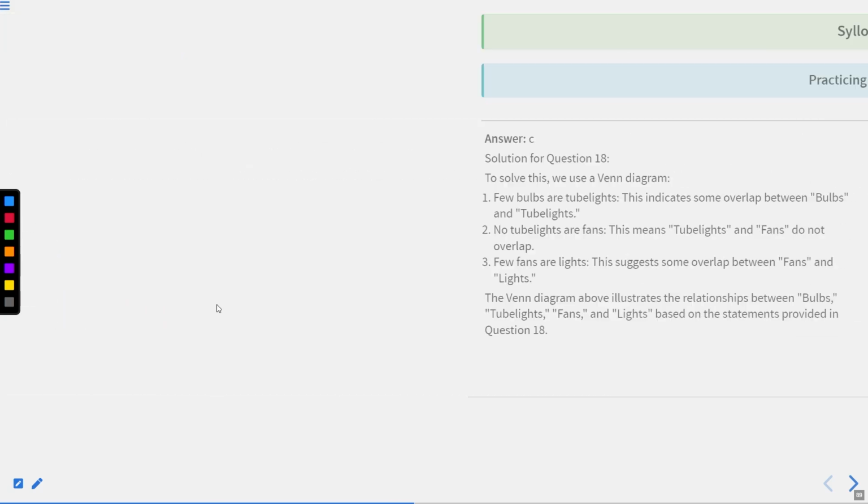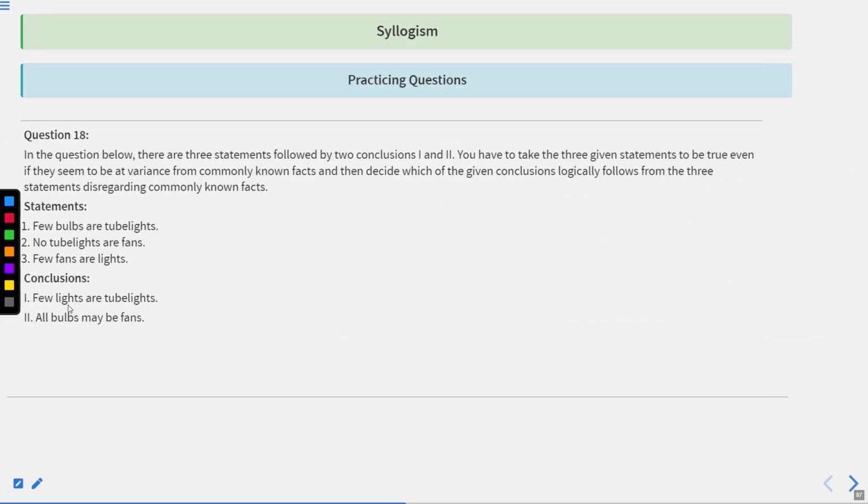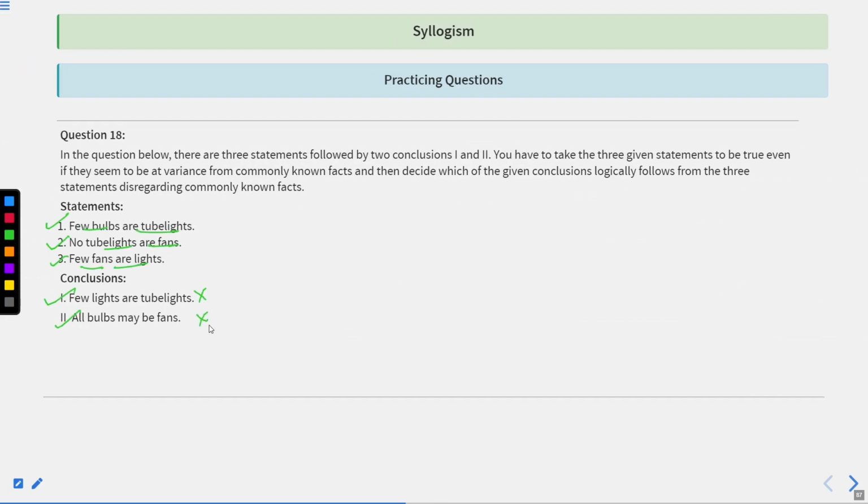The second conclusion says all bulbs may be fans. Bulbs and fans: again, there is no relation between bulbs and fans, no relation whatsoever. Therefore, conclusion number 2 also seems to be wrong. All bulbs may be fans is also not true.